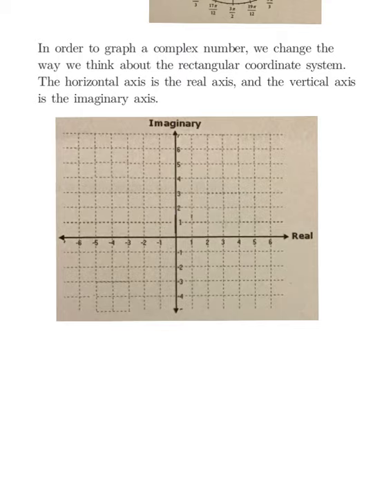The next thing we are going to look at is graphing complex numbers. In order to graph a complex number, we change the way we think about the rectangular coordinate system. Instead of having the x be the horizontal axis and the y being the vertical axis, the real part of the complex number is the horizontal axis and the imaginary part is the vertical axis.